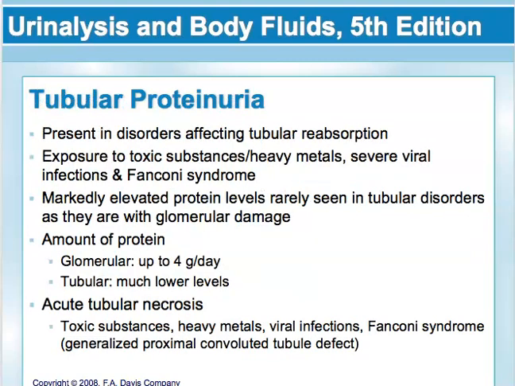Okay, and then tubular proteinuria. Increased albumin is also seen in disorders that affect tubular reabsorption because the normally filtered albumin can no longer be reabsorbed. Causes include exposure to toxic substances and/or heavy metals, severe viral infections, and Fanconi syndrome, which is a group of disorders marked by renal tubular dysfunctions associated with some inherited and some acquired conditions associated with drugs or heavy metals.